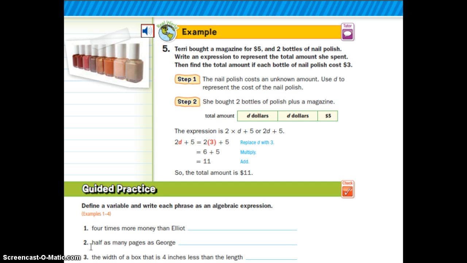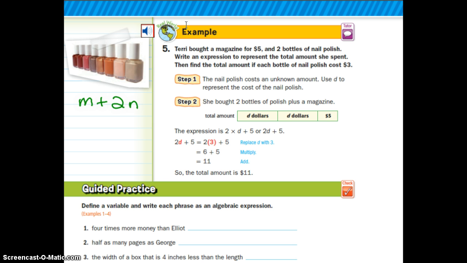Terry bought a magazine for $5 and 2 bottles of nail polish. Write an expression to represent the total amount she spent. All right, so we have to do that before we figure out anything. In this case, we know she bought a magazine. Let's just come over here. There we go. All right, so she bought a magazine, plus she bought 2 nail polishes.